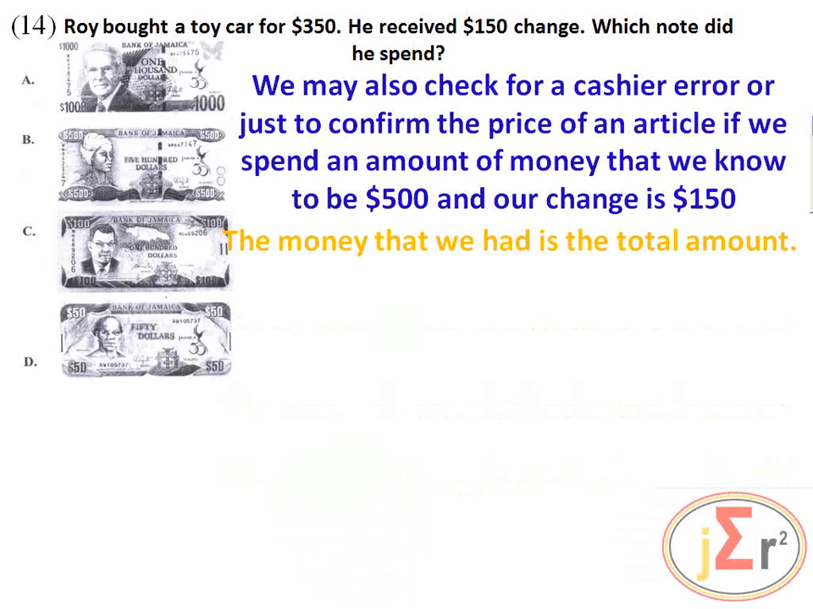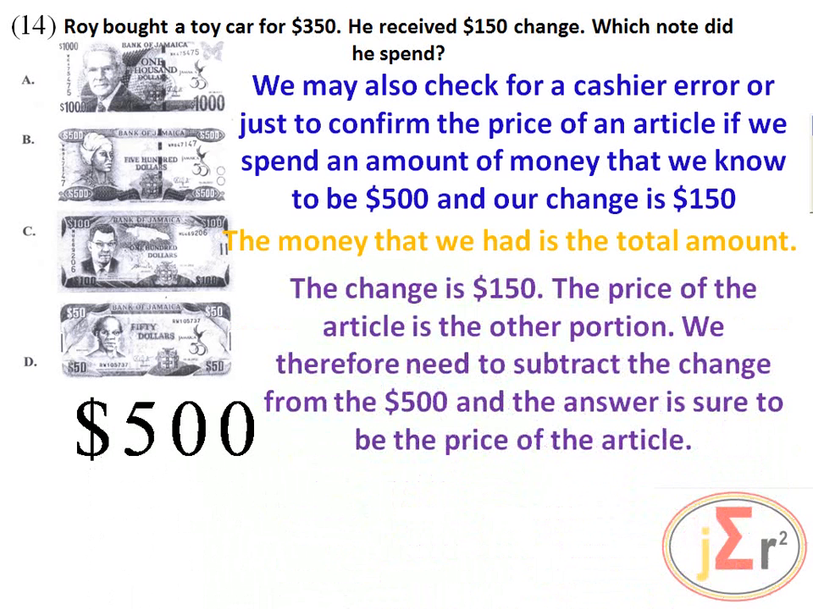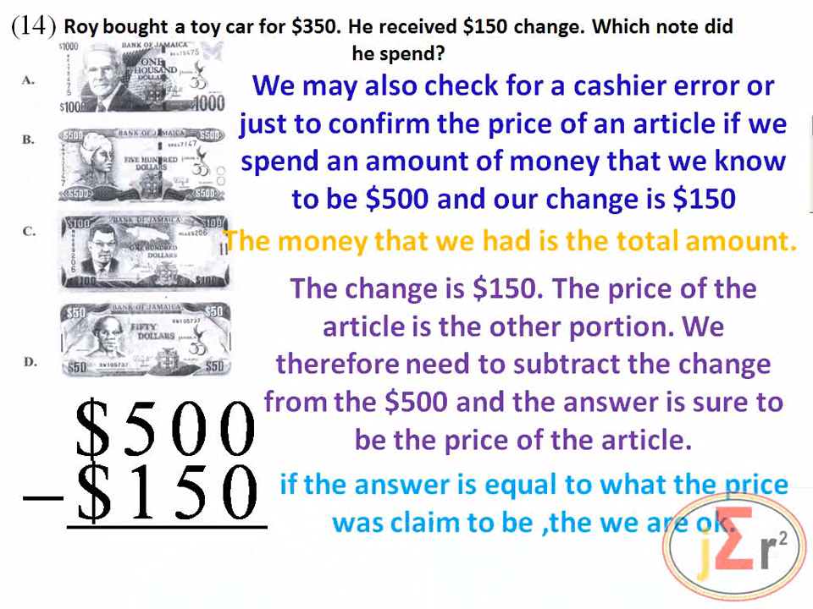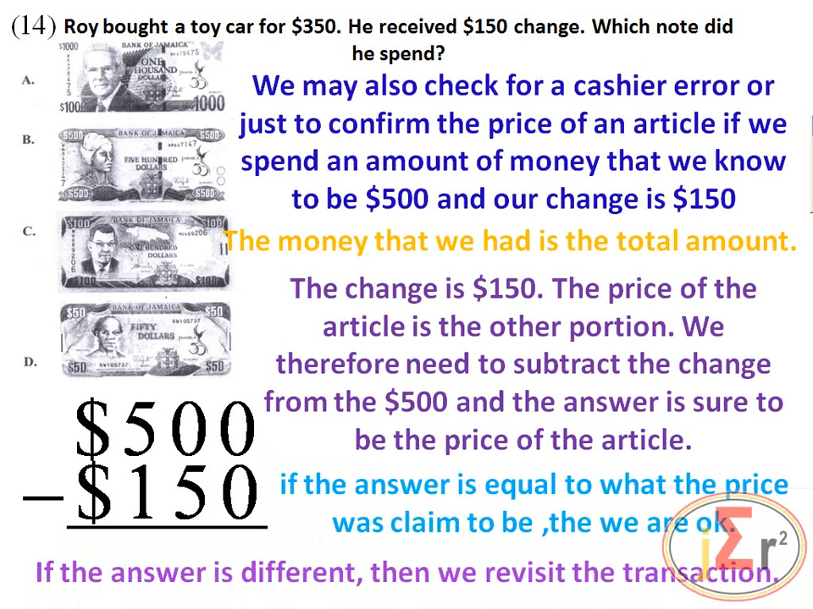The money that we had is the total amount, which is that $500. The change is $150. The price of the article is the other portion. We therefore need to subtract the change from the $500 and the answer is sure to be the price of the article. If the answer is equal to what the price was claimed to be, then we are okay. If the answer is different, then we revisit the transaction.